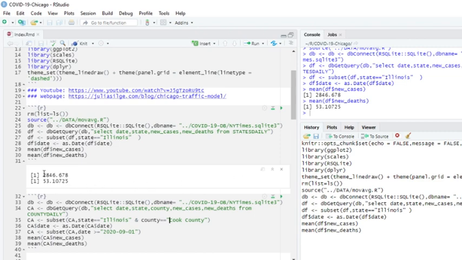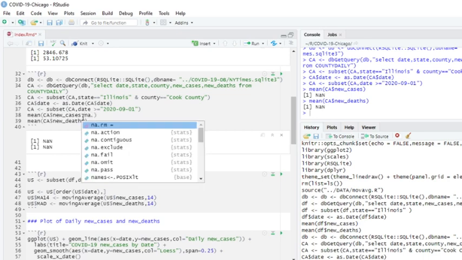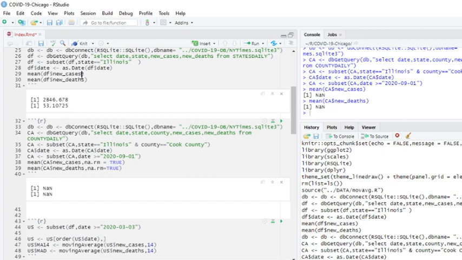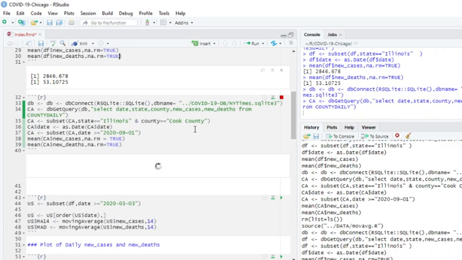Load one set of data. So what we see here is that currently Illinois is averaging 2,846 cases a day and about 53 deaths on average. Let's take a look at Cook County here. Let's do the same thing up here just to make sure we keep it nice and clean. So did this change anything here? No, it didn't. Okay, good. Let's run this second one again and see what happens.